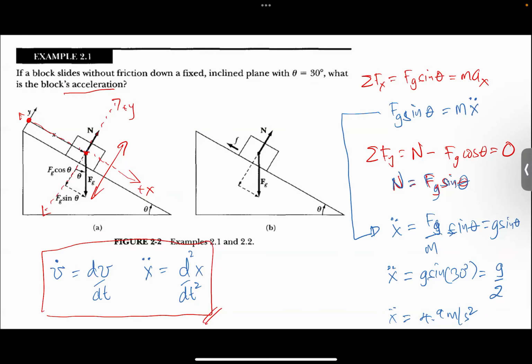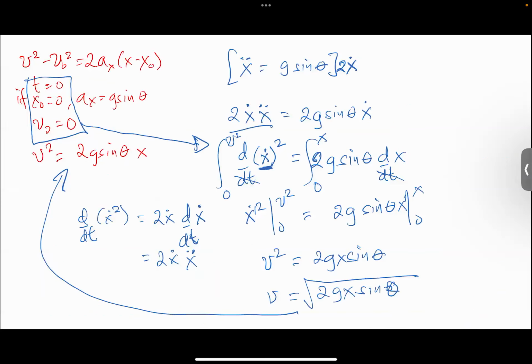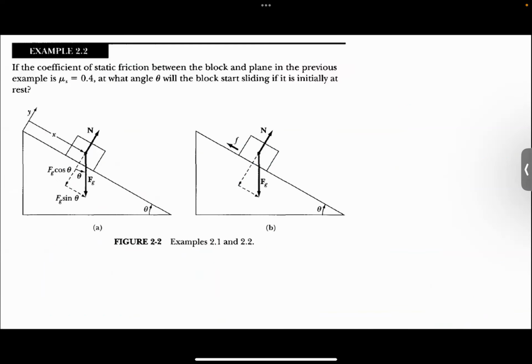Yung problem last time was about a block sliding down an inclined plane, okay, and walang friction yung box na yun with the surface. Dun sa next problem, meron na siyang friction. So we're going to introduce friction. If the coefficient of static friction between the block and the plane in the previous example is mu sub s equals 0.4, what angle theta will the block start sliding if it is initially at rest?